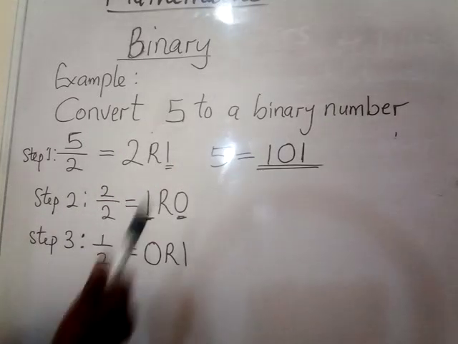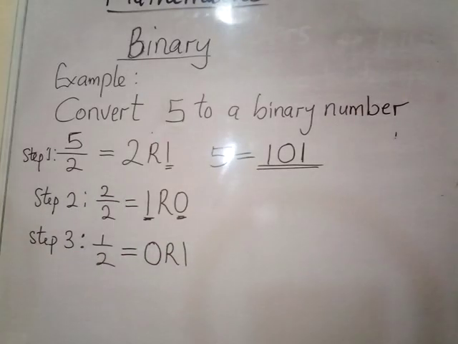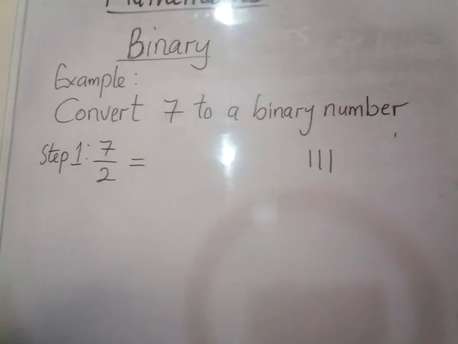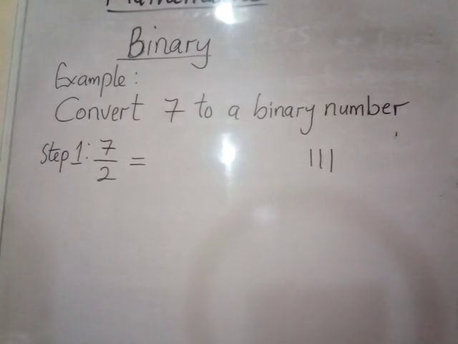Now, why we use this is you can have bigger numbers than 10 to convert to binary numbers. So just use this system and you definitely get your answer. So we're going to take another example. Another example is 7. We're converting it to a binary number.